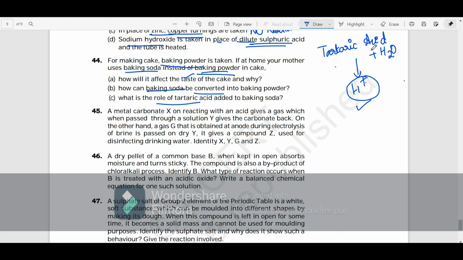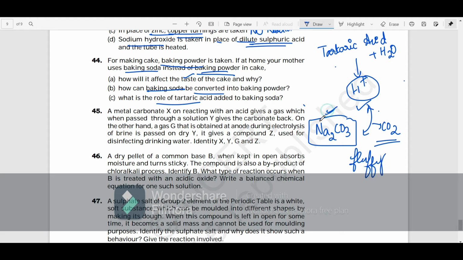This H plus, if you take it with sodium carbonate, usually NaHCO3 on heating will form Na2CO3. So when this H plus and this Na2CO3 react, they will produce carbon dioxide. This carbon dioxide will give you a fluffy cake, and no more of this product is formed. This product is converted into something else on adding these H plus ions. So it's no longer Na2CO3, but some other compound which is giving carbon dioxide and making your cake fluffy. So that's the role.